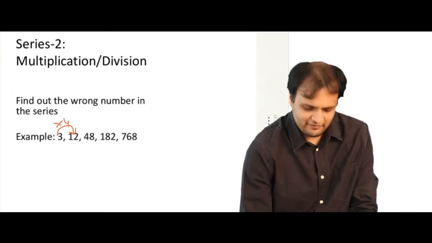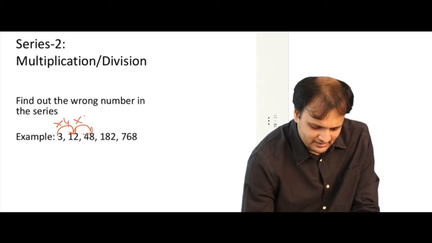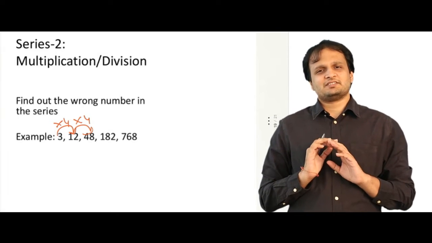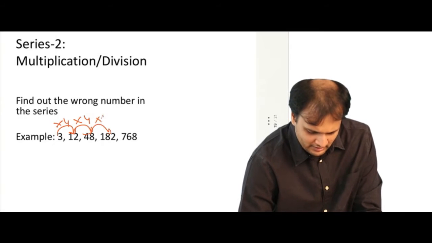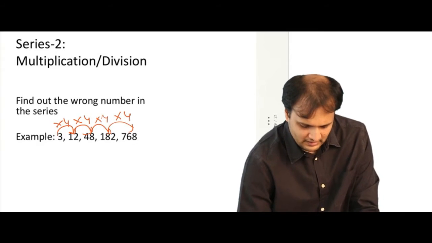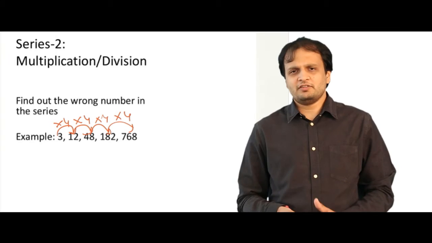Then 12 multiplied by 4 gives you 48. That means it's a multiply by 4 series. Very easy now. So now you should get 48 multiplied by 4 and then again multiply by 4. So which is the wrong number? Let's try and solve it.